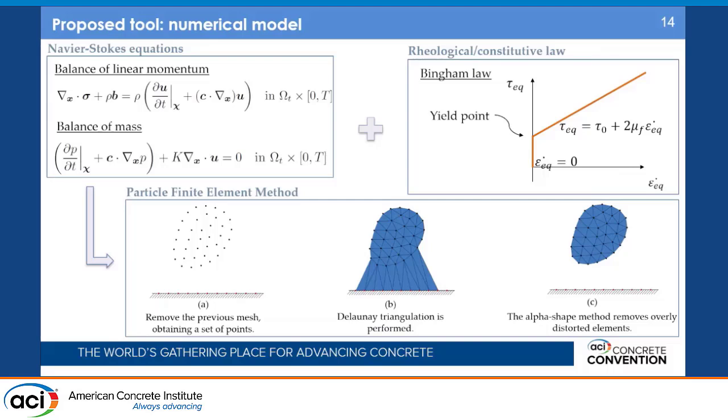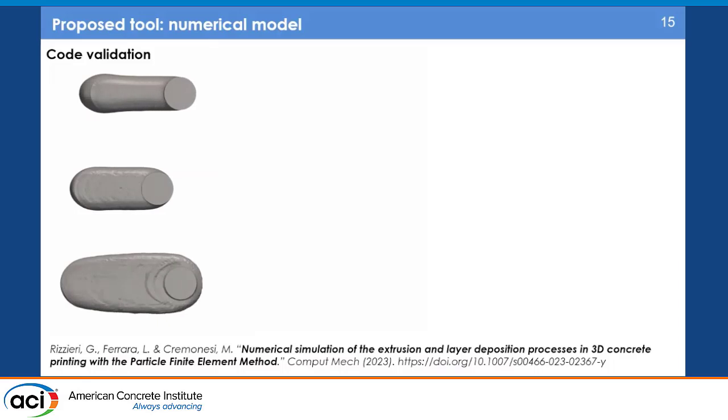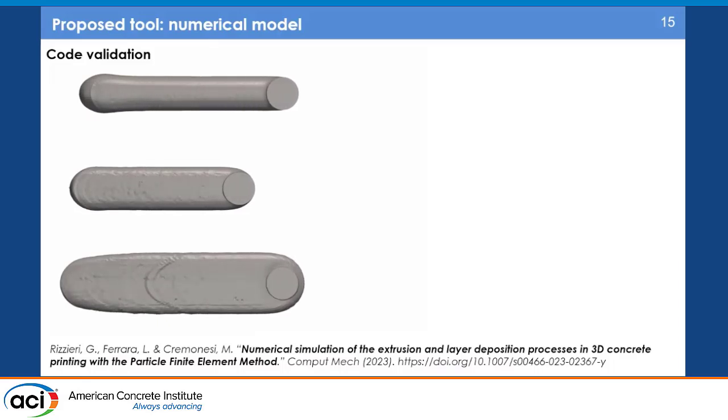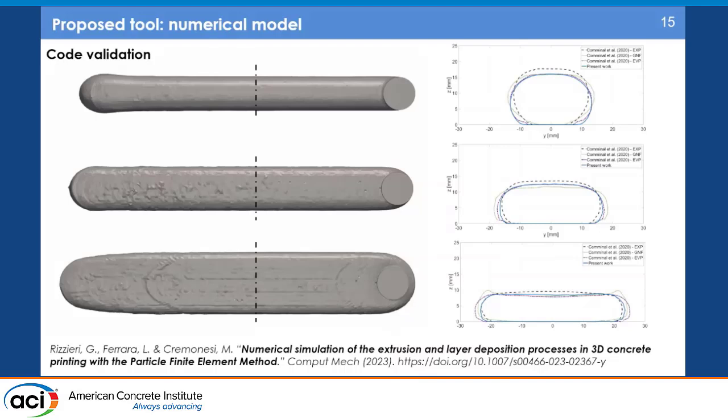So to prove to you that this numerical model that we have been developing works, we show the validation. So we can try to print some filaments with different printing parameters, for example, different velocities or different height of the nozzles. And the geometry of the filament we obtain in the simulation are compared to the experiments in terms of the cross sections. So you can see that numerical simulations are able to give very accurate description of the real geometry.